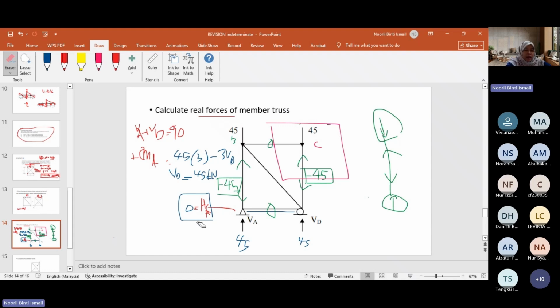Even we have horizontal here also, we don't see for the whole pictures. You refer to joint C or D, still 0. All right?